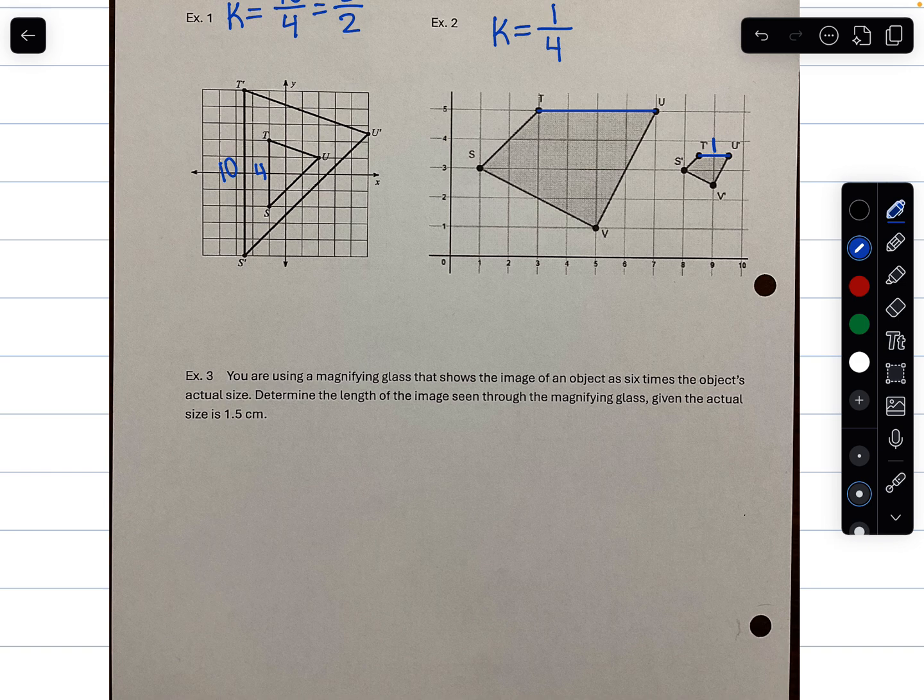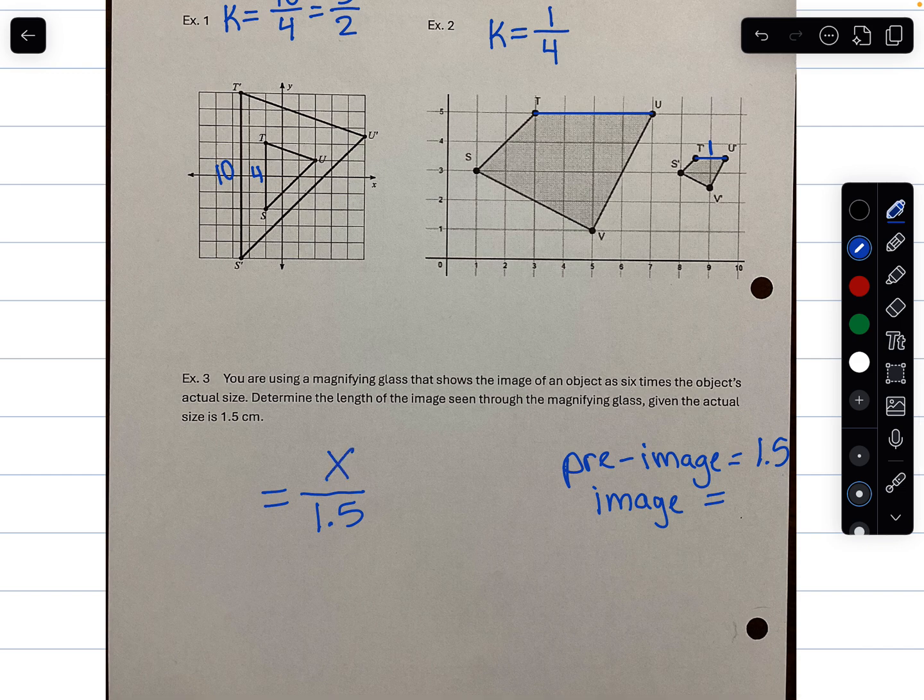So, anybody have thoughts? Let's first write down the things we know. Do we know the pre-image or the image? Yeah. Which one? We know the pre-image is 1.5. So if we're finding scale factor, where would that go? On the bottom, right? 1.5. And we don't know the image, so we could call that what? X. But what do we know? It's 6 times. Yeah.